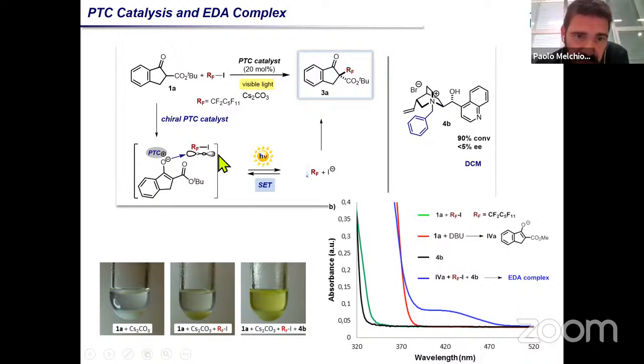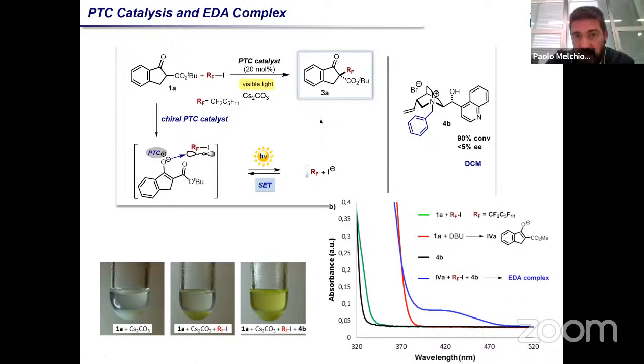Our idea was that in the presence of an electron-poor substrate that is prone to EDA complex formation, such as perfluoroalkyl iodide, we could indeed generate a colored EDA complex. And this is what we observed experimentally again. When putting all the substrates together, the colorless compounds turned to a bright yellow solution. Shining visible light over this enolate-based EDA complex, we induced the reductive cleavage of the carbon-iodine bond, leading to the formation of this perfluoroalkyl radical that could be trapped by this chiral enolate to forge this quaternary carbon stereocenter.